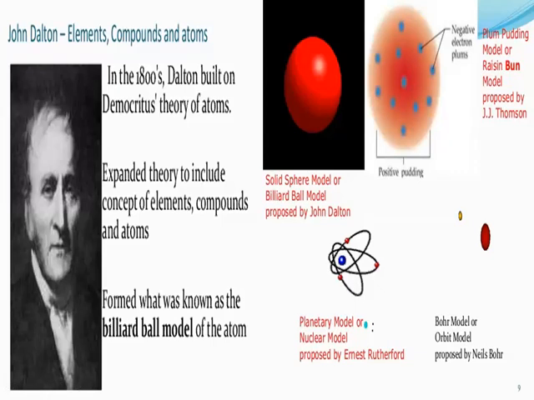That model had some limitations, which were overcome by Bohr's model or orbit model proposed by Niels Bohr. This is the recent model which explains the structure of an atom. We will study about these models in lesson 4.